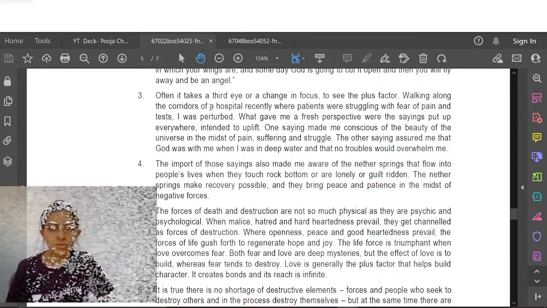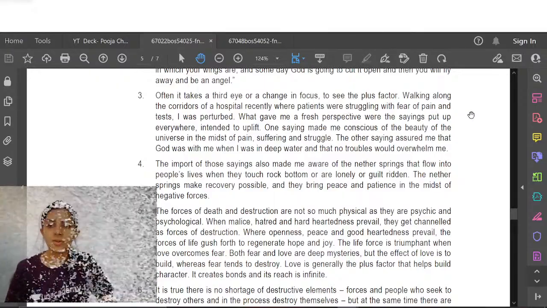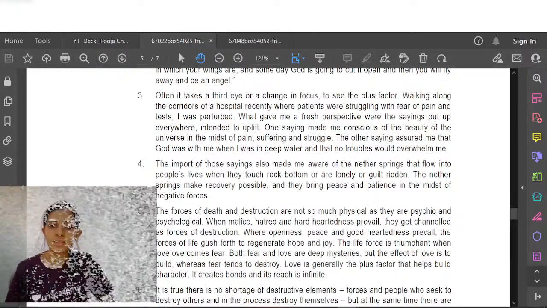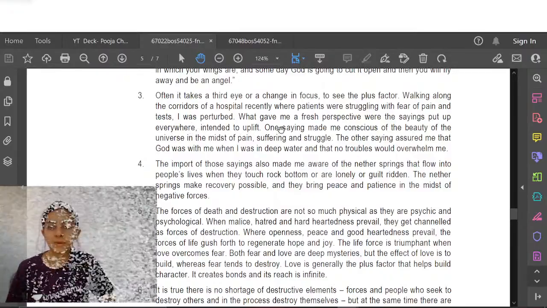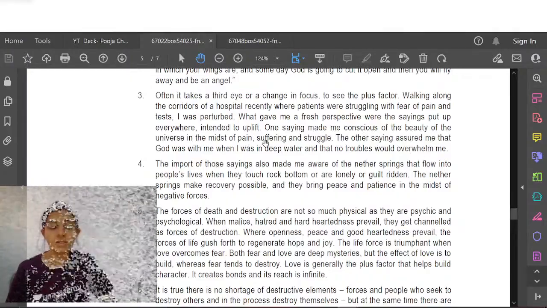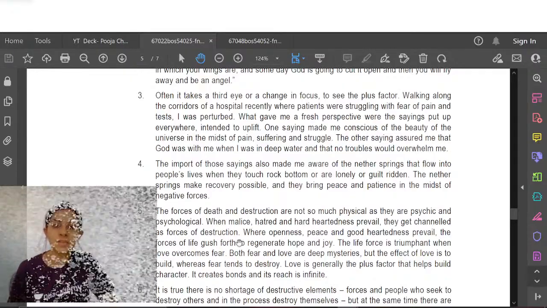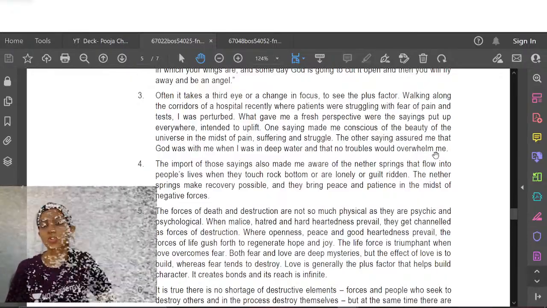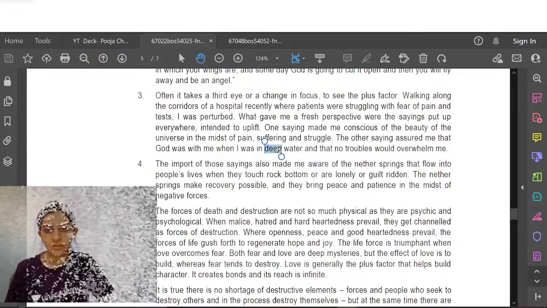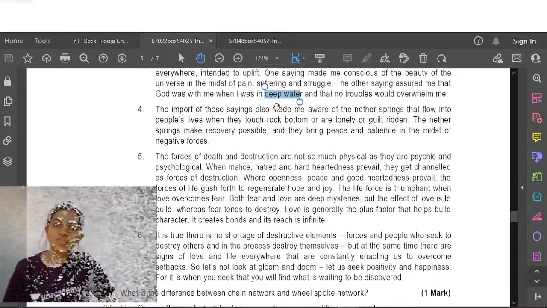Walking along the corridors of a hospital recently where patients were heading with fear of pain and test, I was perturbed. What gave me a fresh perspective were the sayings put up anywhere intended to uplift. One saying made me conscious of beauty of the universe in the midst of pain, suffering and struggle. The other saying assured me that God was with me when I was in deep water, that no troubles would overwhelm me. Students, deep water means troubles. It's an idiom. Like moot point was an idiom, this is also an idiom. It means troubles.